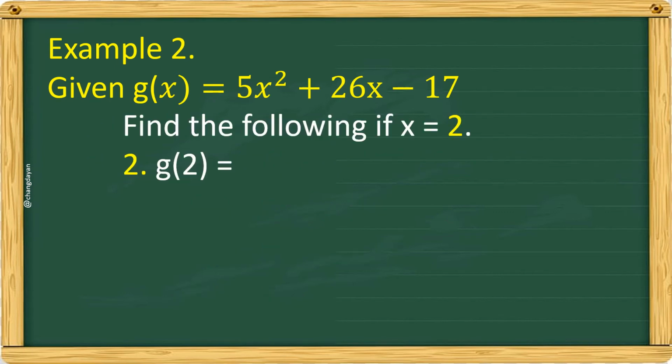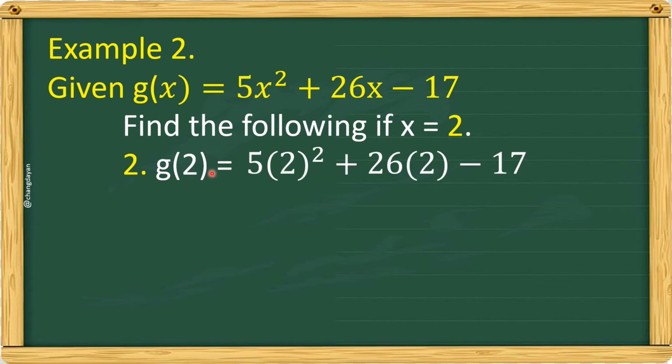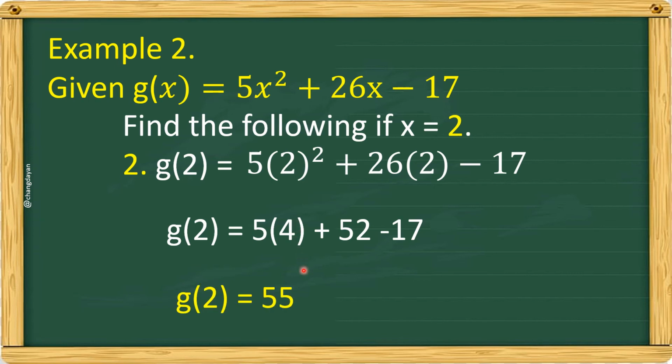Next example. What if our x is equal to 2? Again, just substitute. So it becomes 2, and we have here 2. So g of 2 is equal to 5 times 2 squared plus 26 times 2 minus 17. Multiply 2 to itself. So you have 2 times 2. So it becomes 4. Again, 2 times 2 is 4.